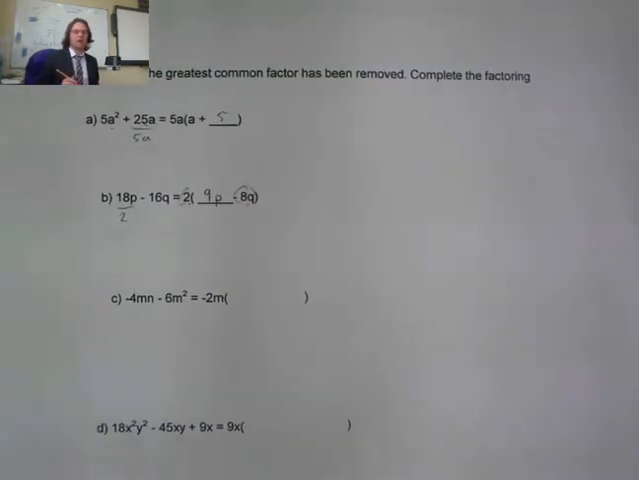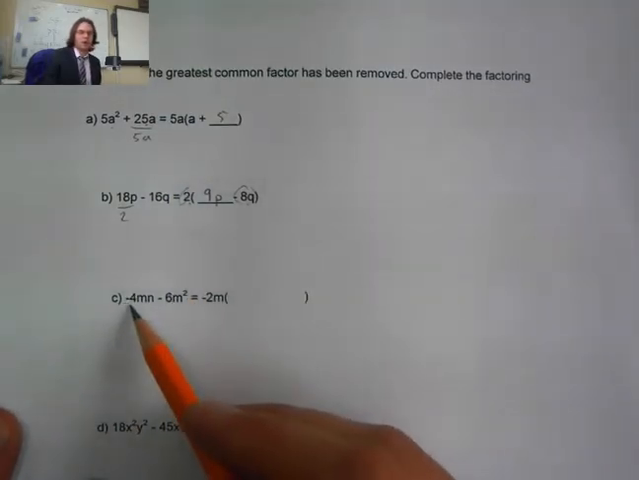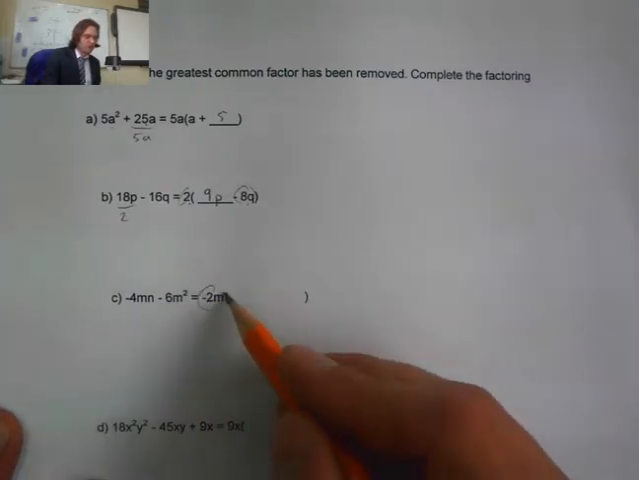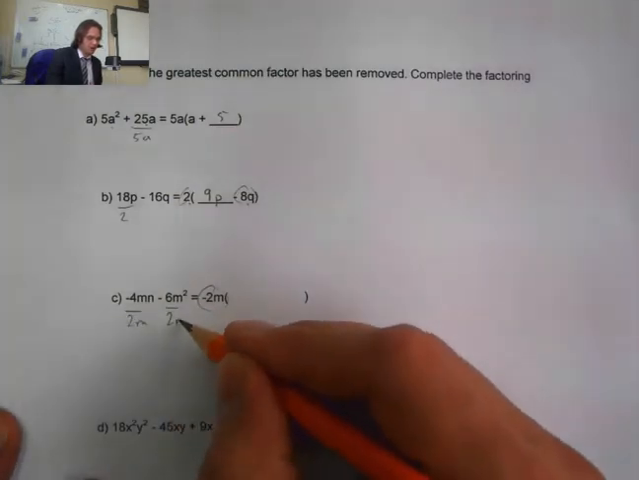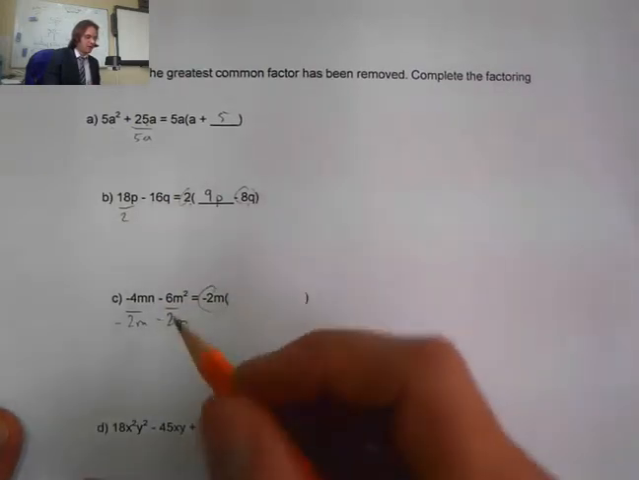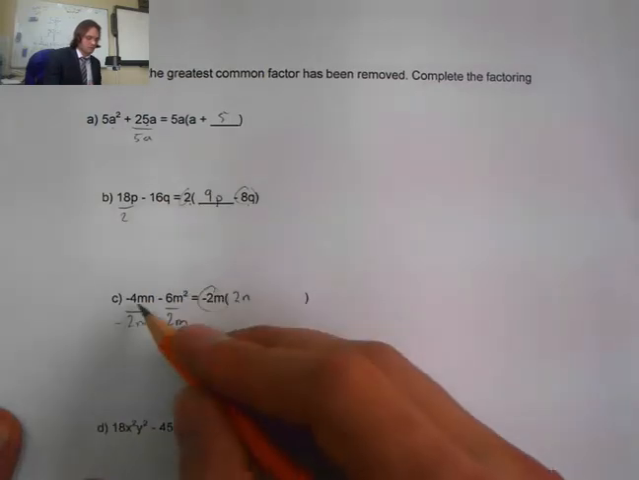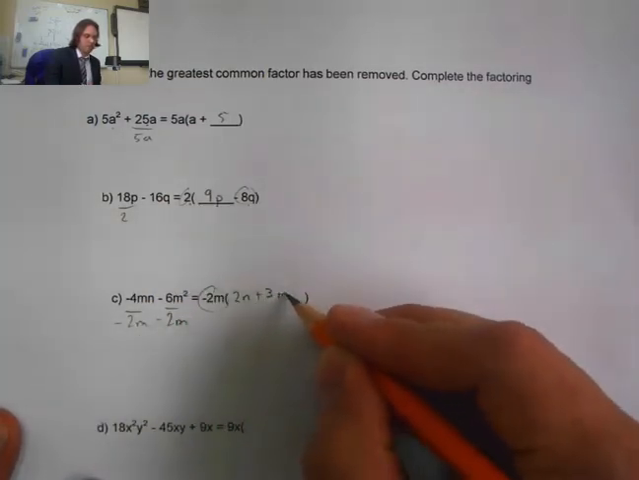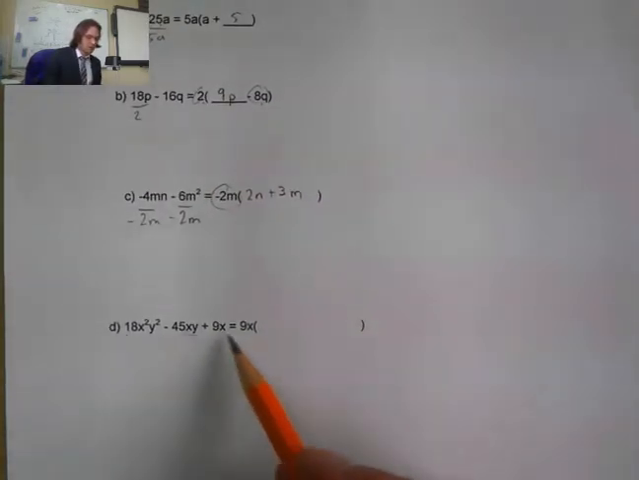Now here is my last one, or second last one. I have 4mn subtract 6. Now here it says we factored out a 2m. So divide this by 2m, divide this by 2m. I'm going to be left with, and it's negative 2m. So I'm going to be left with 2n, right? If we divide that, and this one's going to be plus 3m. And there's my answer. Okay, now this one here.